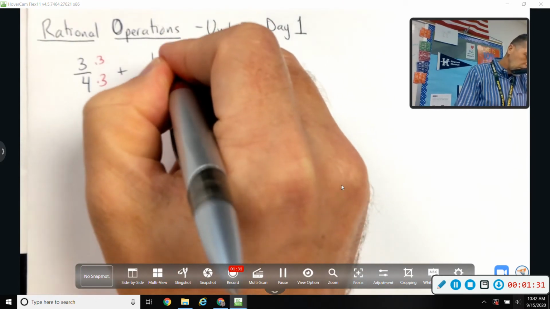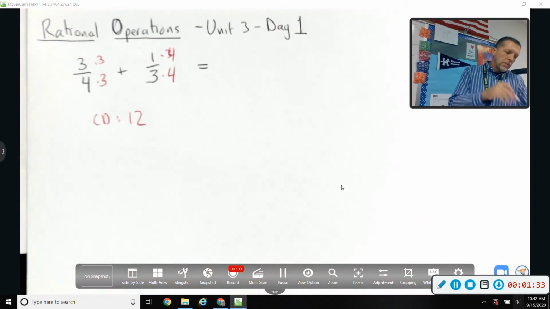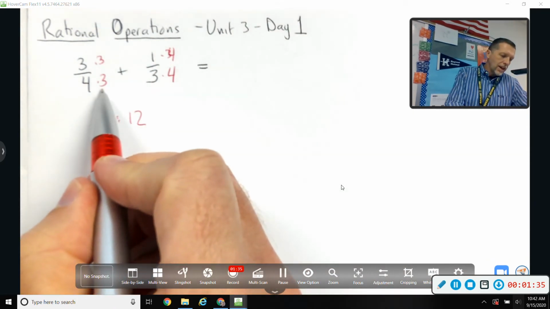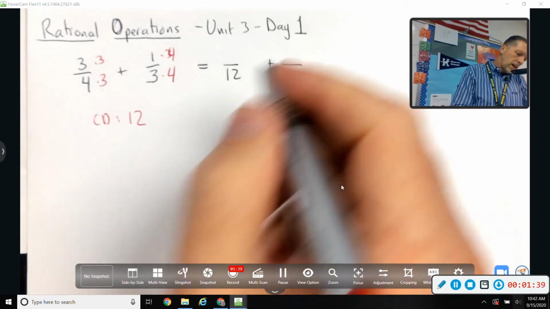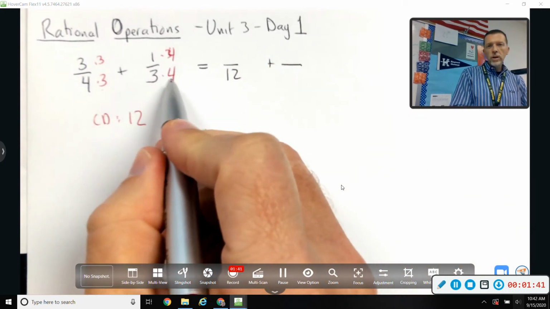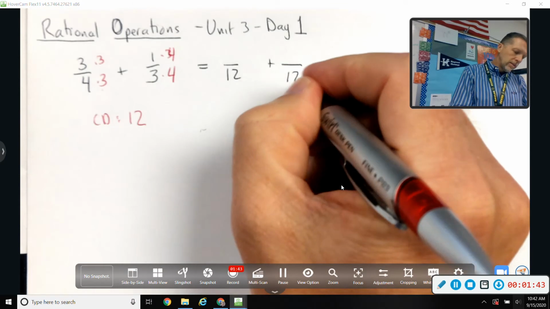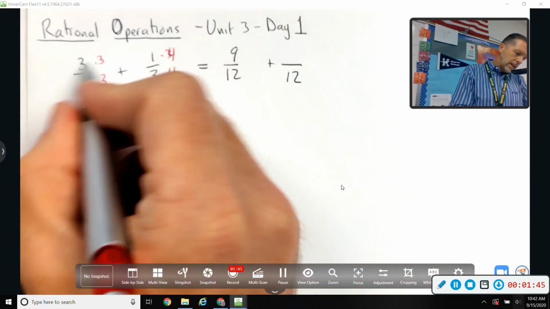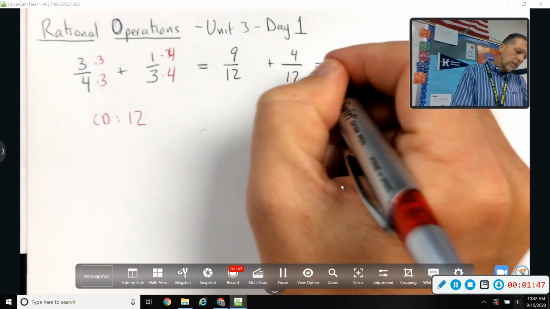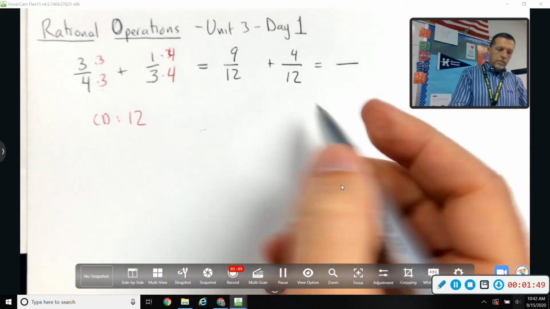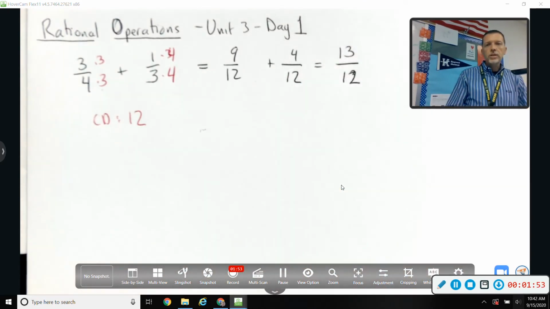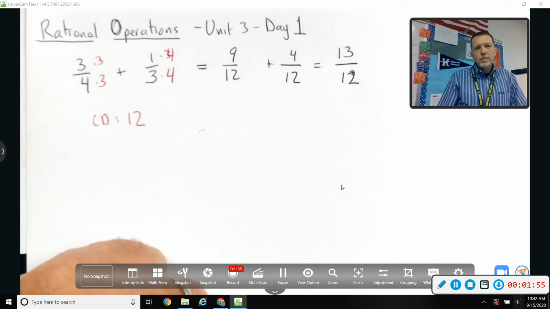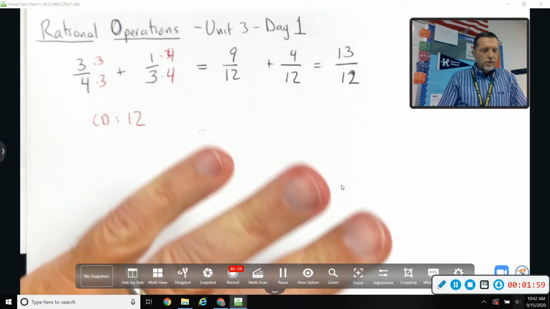So let's multiply the top and the bottom of this one by 3. That'll get that guy to 12. And top and bottom of this guy by 4. That'll get the bottom to 12. So we got 9/12 plus 4/12. And then you keep the denominator, add the numerators, 13/12. So, that's middle school stuff, maybe even before that. So hopefully you're good on that.